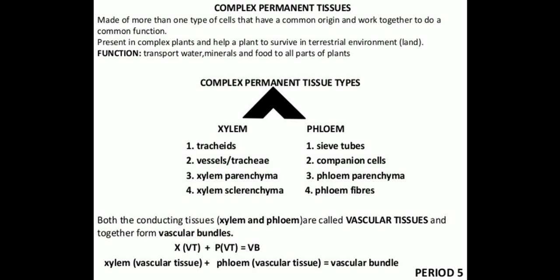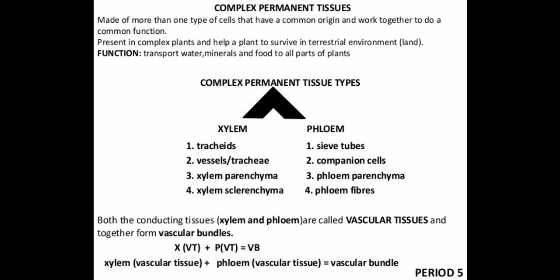Now we are going to learn complex permanent tissues. These complex permanent tissues are made up of more than one type of cells that have a common origin, and all these cells work together to do a common function. They are present in complex plants and help a plant to survive in a terrestrial environment, especially land. The function of these complex permanent tissues is to transport water, minerals and food to all parts of the plants.